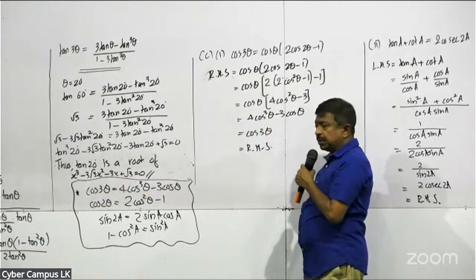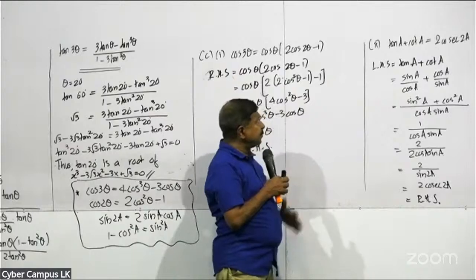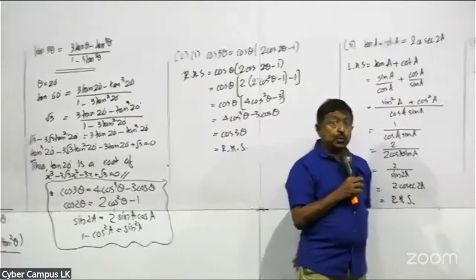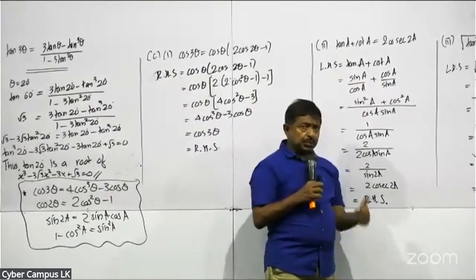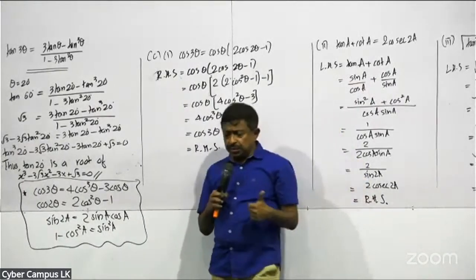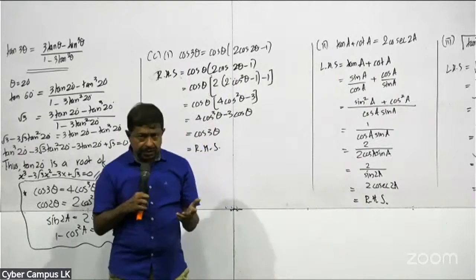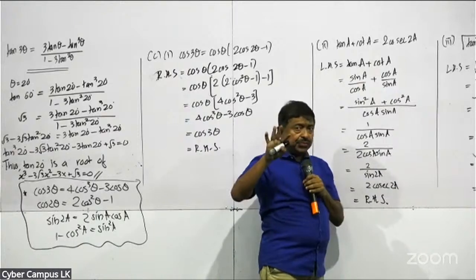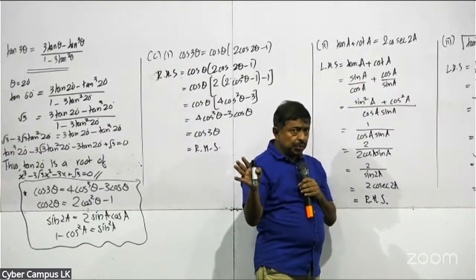That is the first problem. In the second one, tan A plus cot A is 2 cosec 2A. It is like reverse engineering: you have some desired result, and you want to obtain that from the left-hand side. Here, mere simplification doesn't give you the solution.